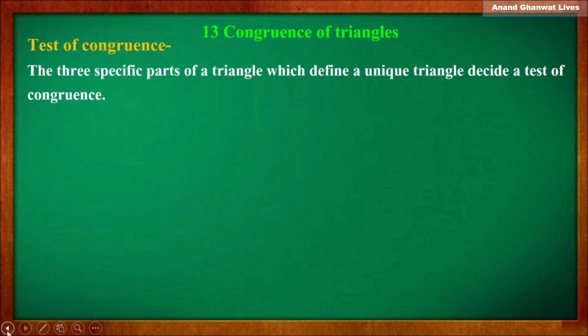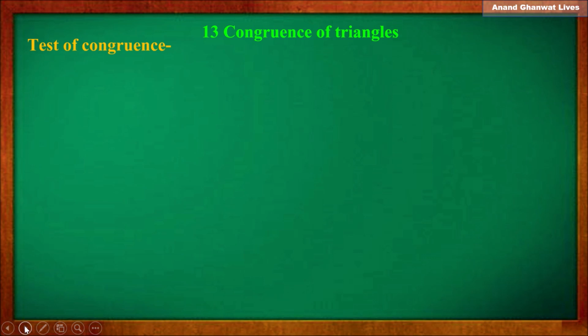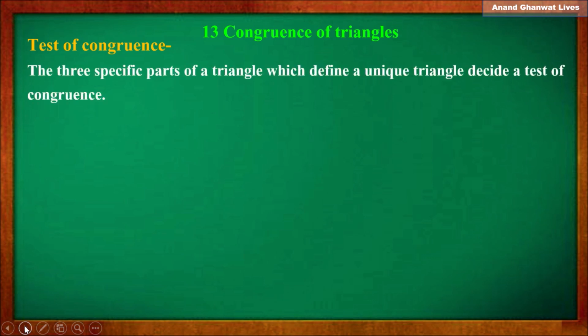Now let us learn tests of congruence. How to decide whether the given two triangles are congruent or not. For that, you know that in geometric construction you have learned how to draw a unique triangle if three parts of the triangle are given. So any specific three parts can decide that the triangle is unique. And that is the thing we are using here for deciding the test of congruence. Let us learn the first test of congruence.